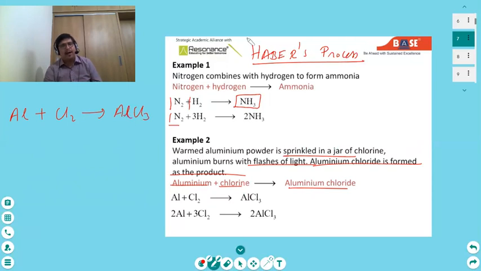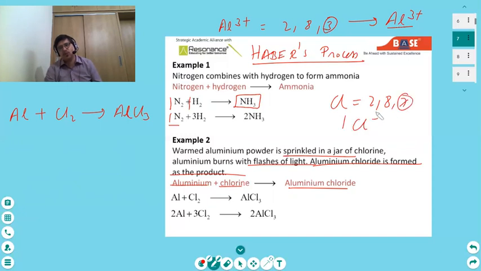I have already done that. Aluminium valency is 3 plus because its configuration is 2, 8, 3. It loses 3 electrons. The moment it loses 3 electrons, it becomes 3 positive charge. And I also told you that chlorine is 2, 8, 7. It is not stable. It will gain 1 electron to become 2, 8, 8 and Cl minus. 3 and 1. So that's why AlCl3.